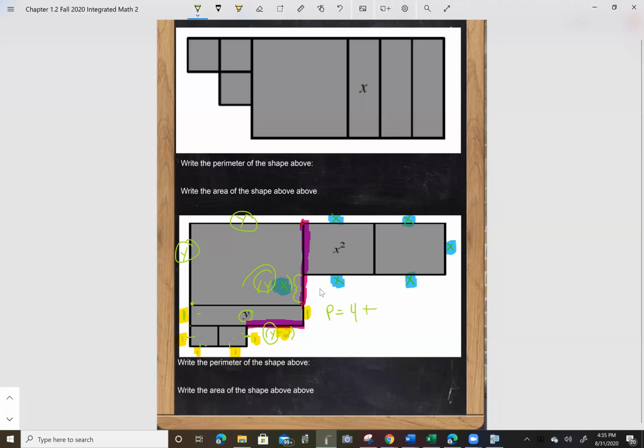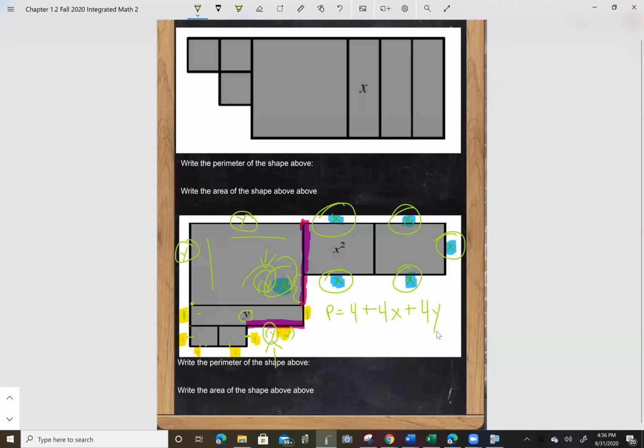Now let's add up all the X's. We have 1, 2, 3, 4, 5 X's, but we need to subtract this X here, so we really just have 4 X's. And now the Y's. We have 1 Y here, 1 Y here, and then a Y here and a Y here. So actually 4 Y's. So that is the perimeter.